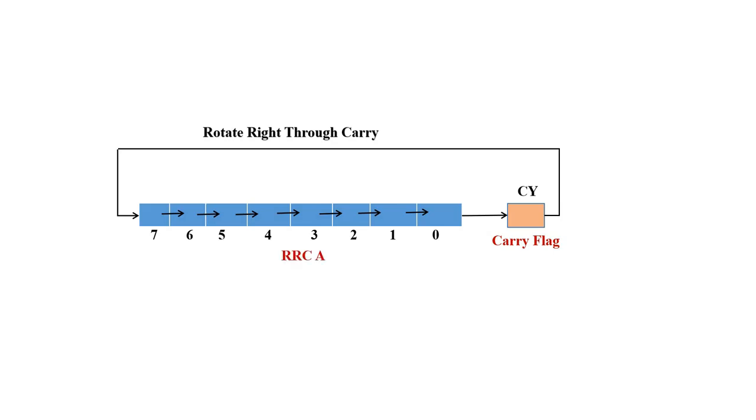Okay, so this is your rotate right through carry, and this will work on the accumulator, because of which here we have taken it as RRC A. So here you have an 8-bit number, we are rotating this using the instruction rotate right through carry. The LSB will go into the carry bit, and the carry bit will be moved to the MSB. So the new MSB will be the carry flag bit. Okay, so if CY, that is the carry flag, is 1, the number is odd, and if the carry bit is 0, the number is even.